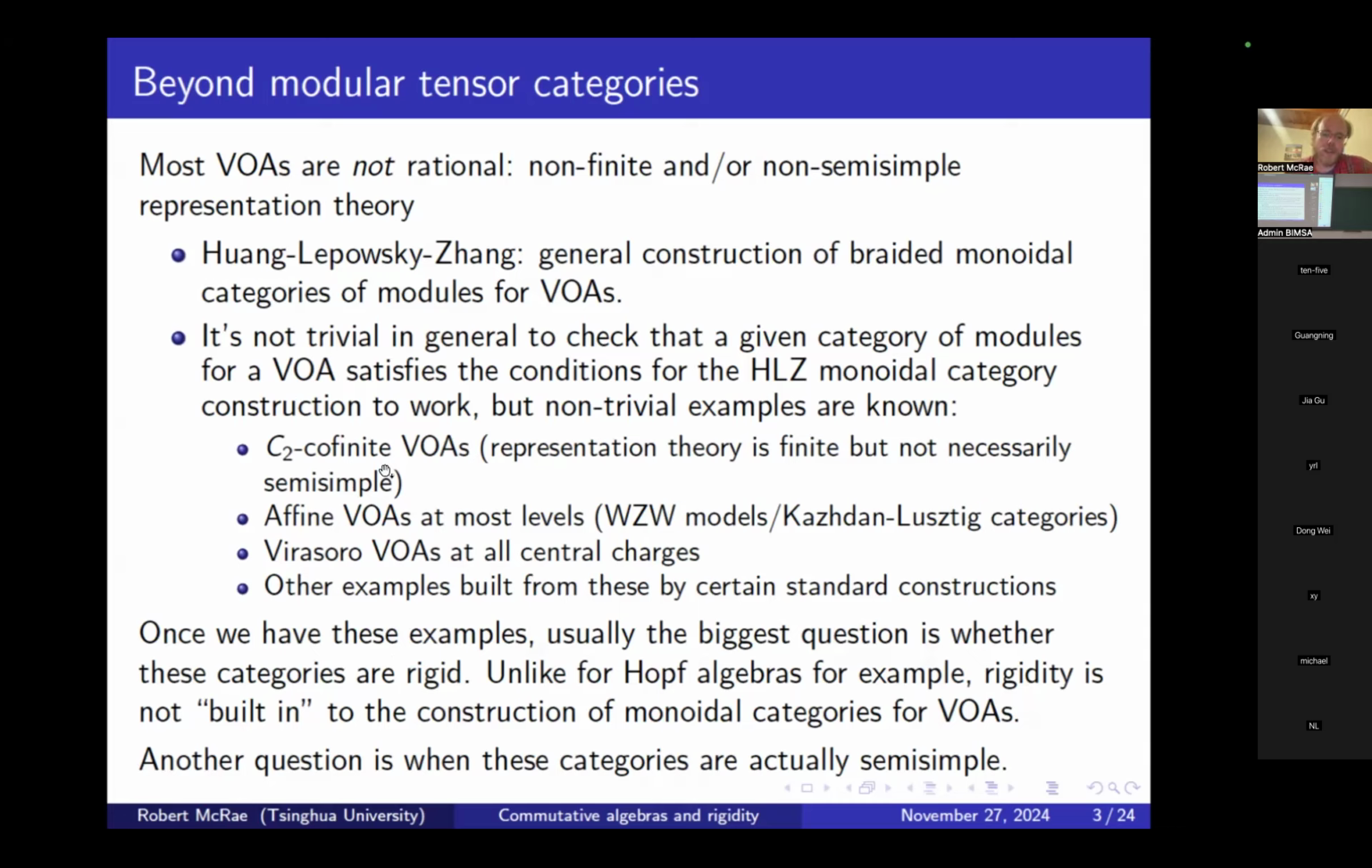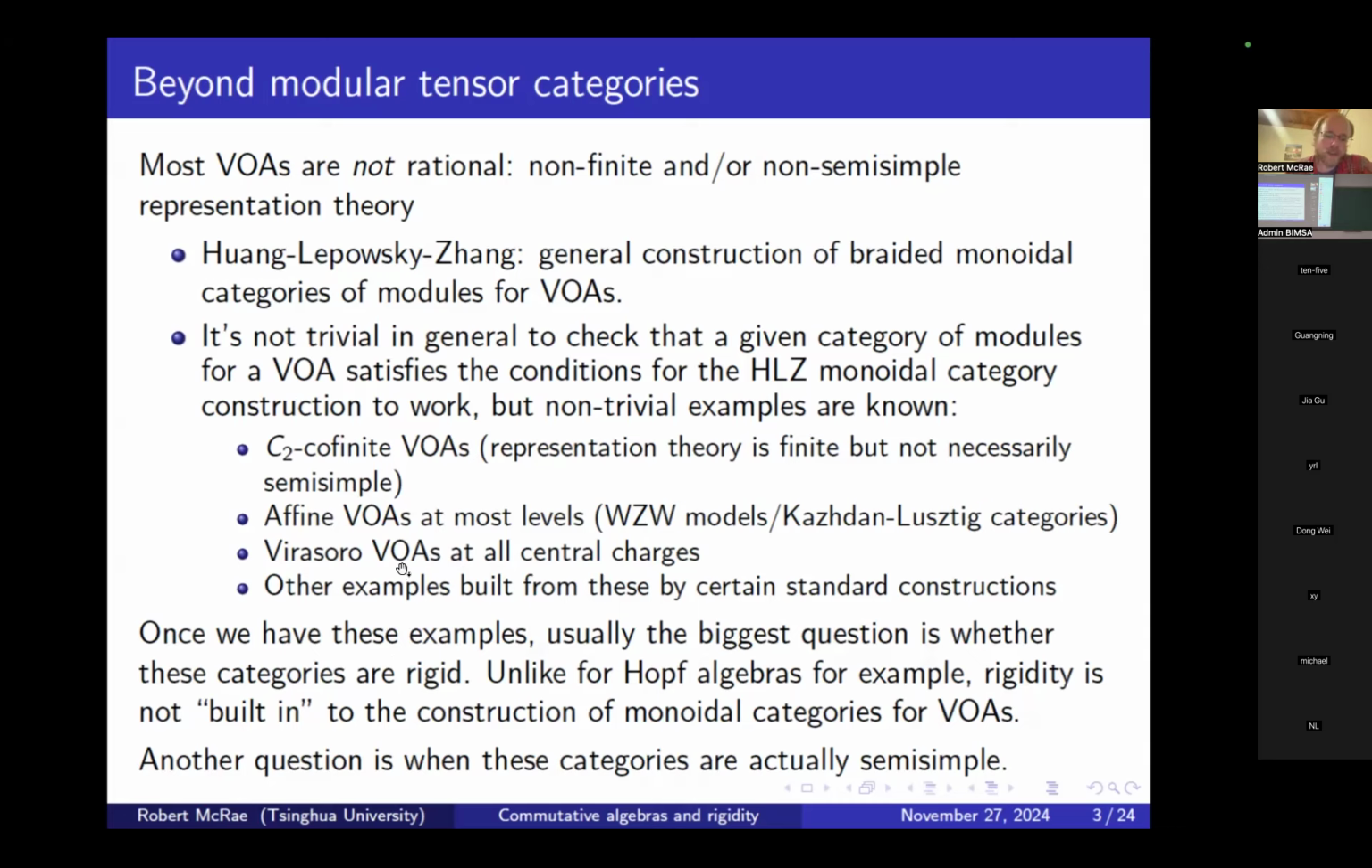I've listed a few of these. They're C2-cofinite VOAs, which are essentially as good as rational VOAs, except that their representation theory is not necessarily semi-simple. There are VOAs from affine Lie algebras. These correspond to WZW models in conformal field theory, or in mathematics, Kazhdan and Lusztig also studied these tensor categories and show that they are equivalent to quantum group categories, at least in many situations.